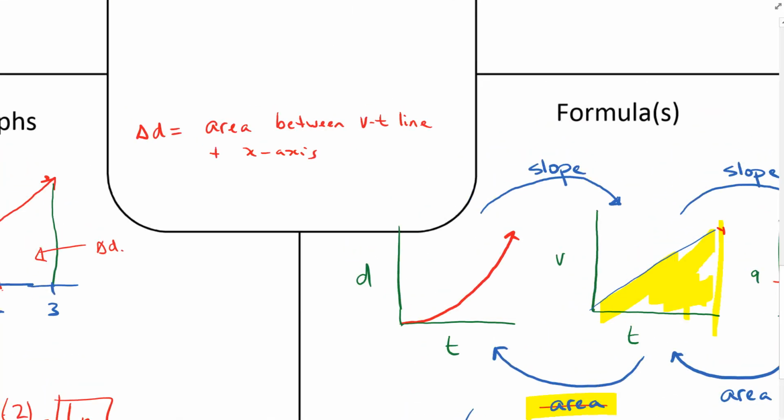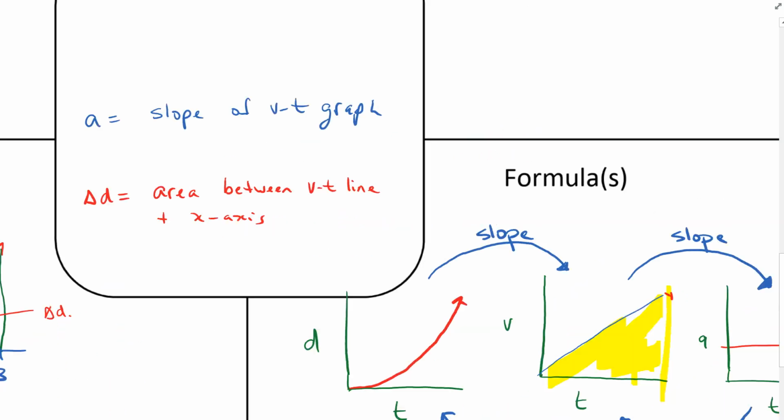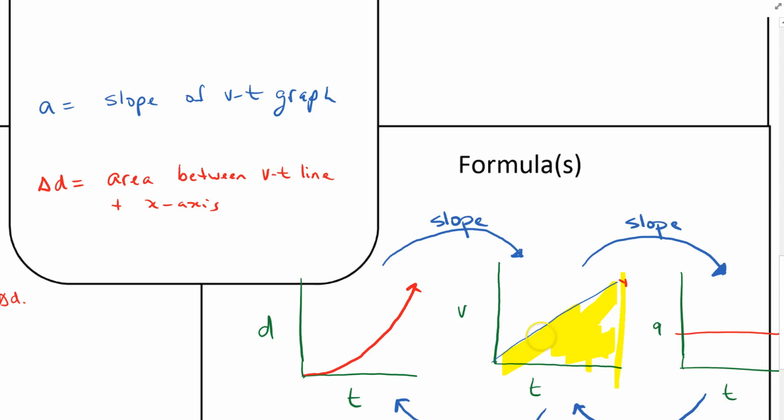And so there are two things we can look at. We can say that the displacement is the area between the VT line and the x-axis, and also acceleration is going to be equal to the slope of the VT graph. So the VT graph is very important, because if we look at the slope of that, that gives us our acceleration. If we look at the area under the line, that gives us our displacement.